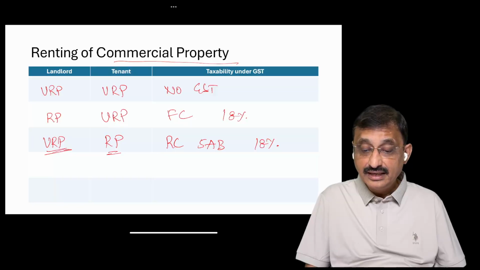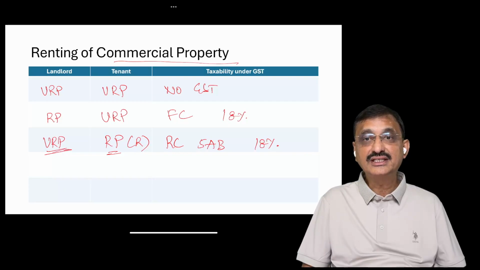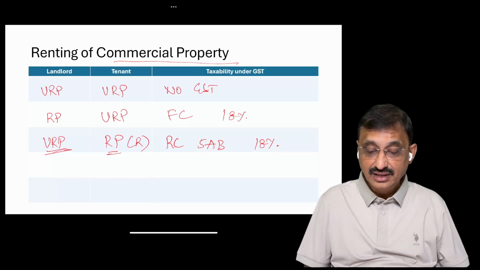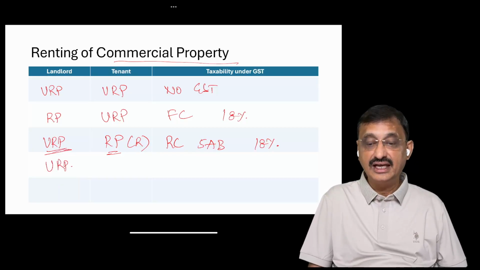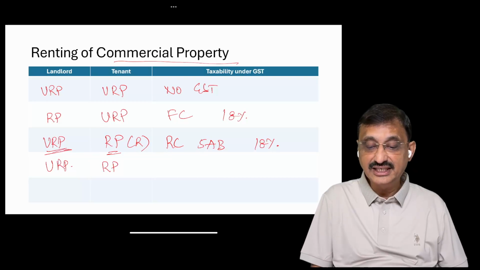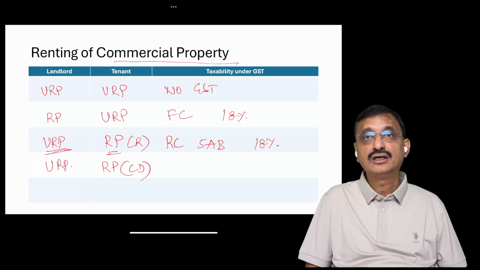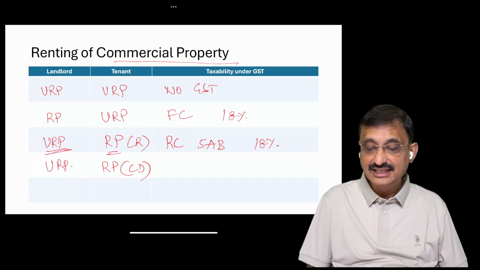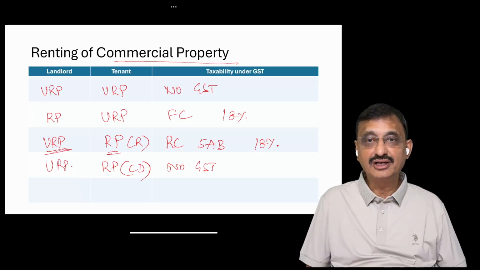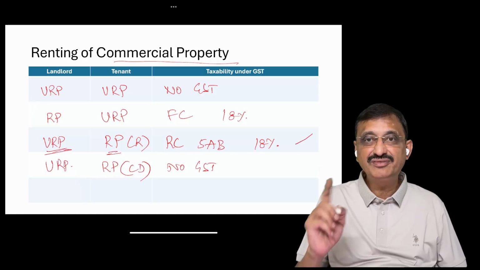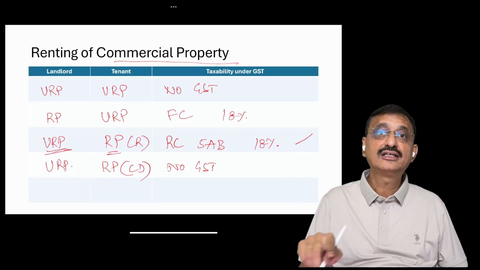And next comes registered person. Here the registered person is a regular dealer. Now, what will happen if the landlord is an unregistered person and the tenant is a registered person, but a composite dealer? Then no GST. GST will not come because entry number 5AB specifically states that the registered person is the tenant or recipient other than a composite dealer.